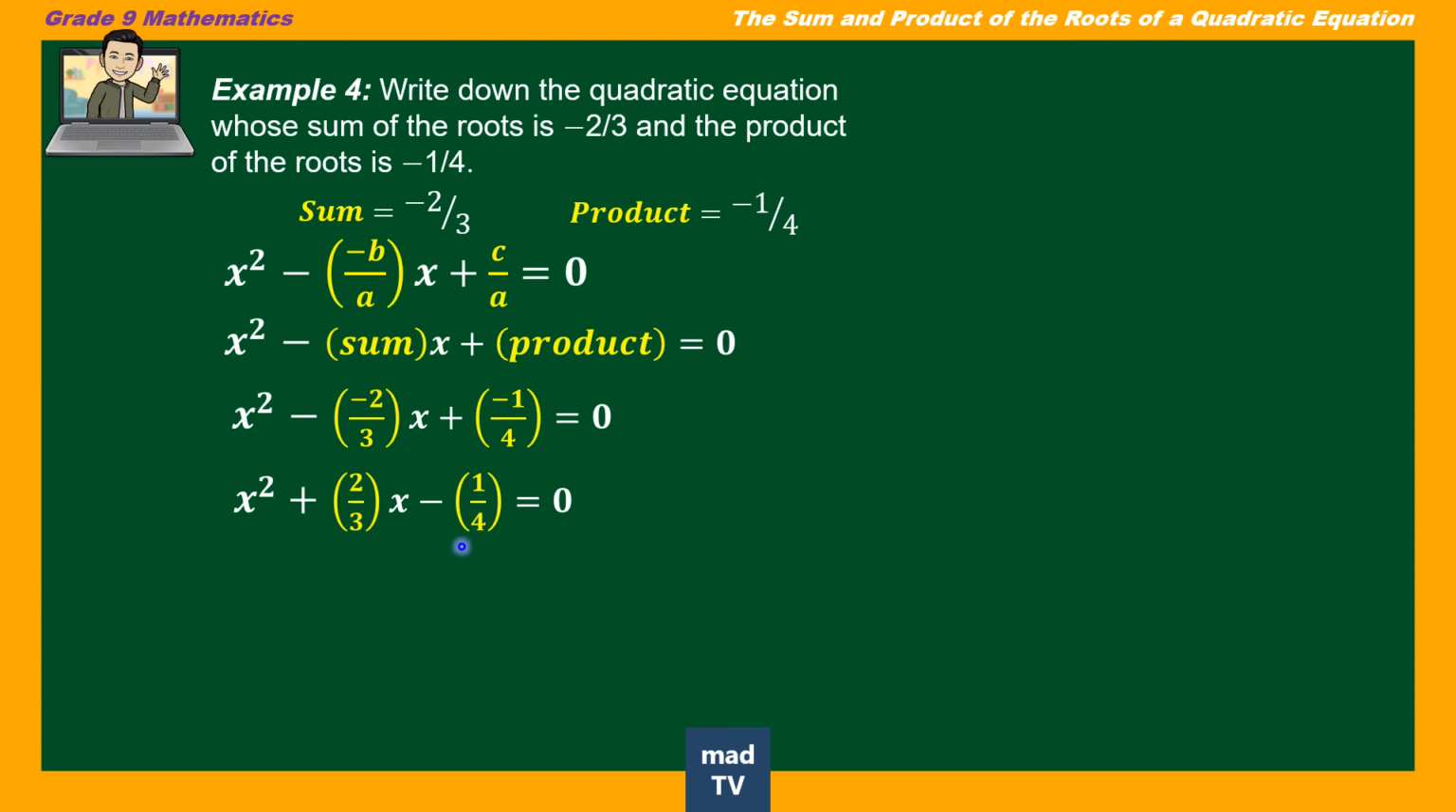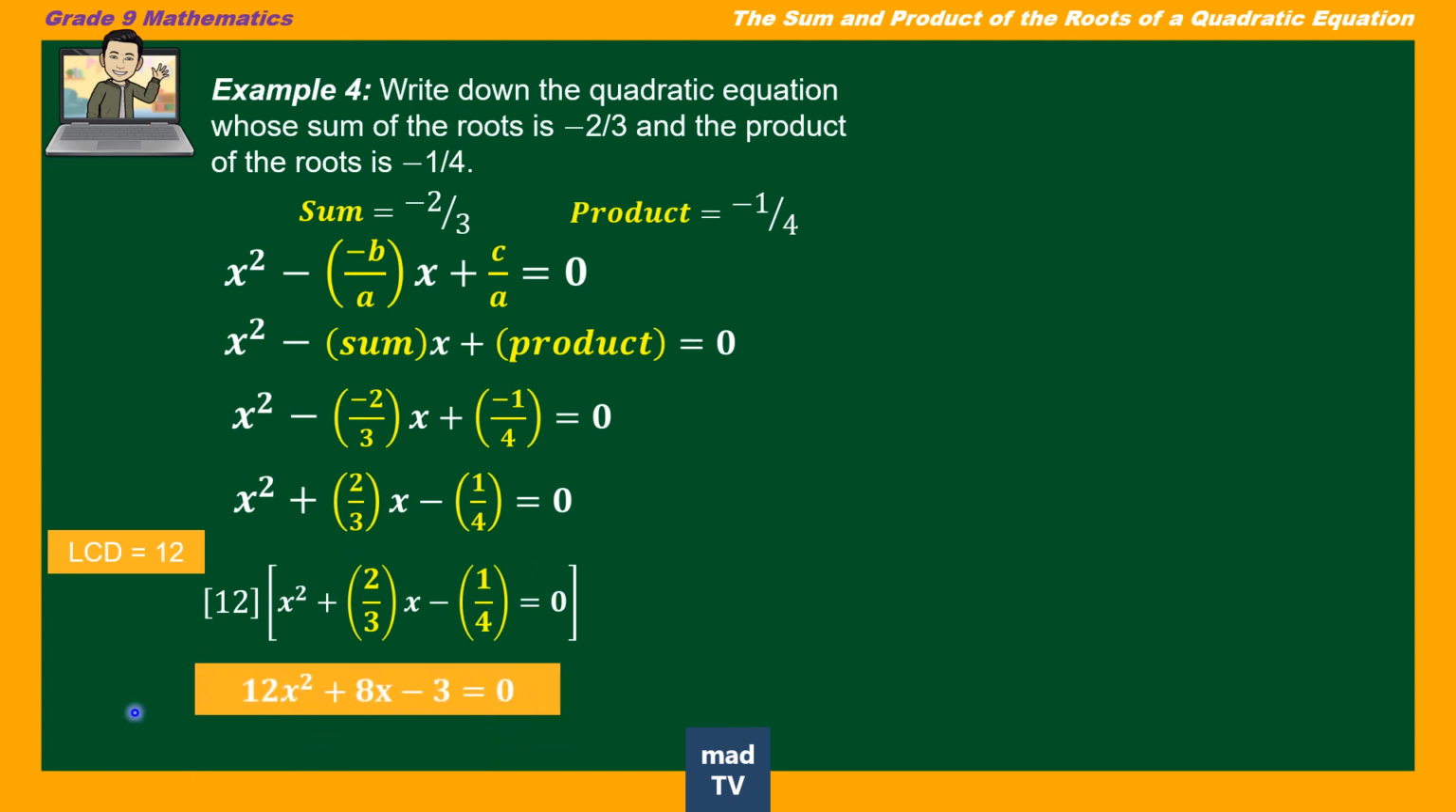So, magmumultiply tayo ng LCD. Ano bang LCD ng 2/3 at saka 1/4? Okay, 2/3 at saka 1/4 ng LCD niya ay 12. So, this is 12 divided by 3, pwede. 12 divided by 4, pwede. Or multiply natin. 3 times 4 is equal to 12. So, anong gagawin natin sa LCD na yon? I-multiply natin siya. Okay? So, multiply natin every term. Okay? Dito, dito, saka dito. So, 12, magiging ganito na siya.